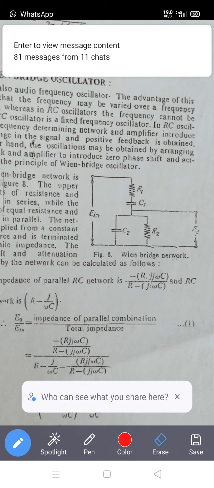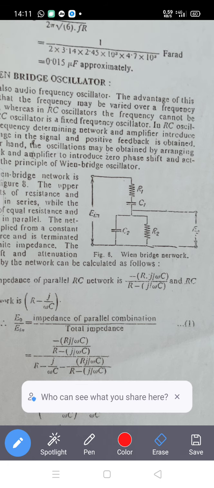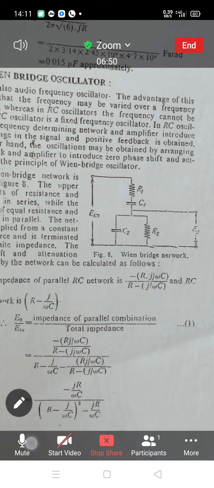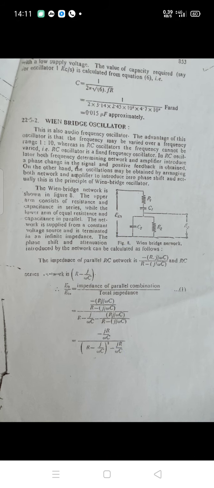The impedance of the parallel RC network will be given by minus R into j upon omega C divided by R minus j upon omega C. And the RC series network impedance is R minus j upon omega C.